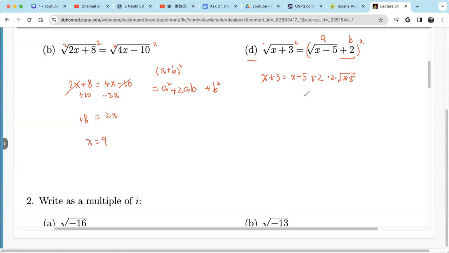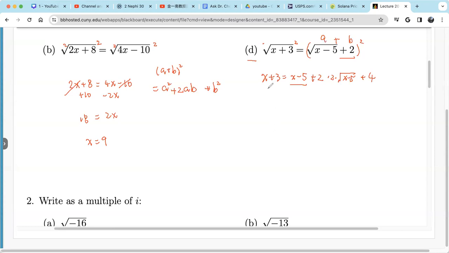I have a plus b form. Right, because you see we have a plus b form. So we got a squared. Well, a squared is just x minus 5. B squared is 2 squared, which is just 4. Then 2 times this term times 2. So 2 times 2 times radical x minus 5.